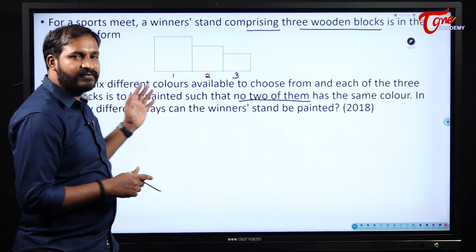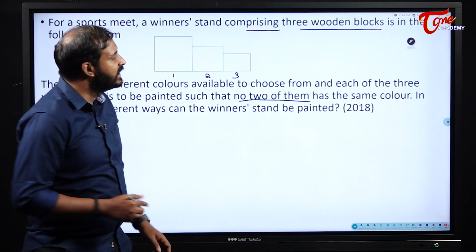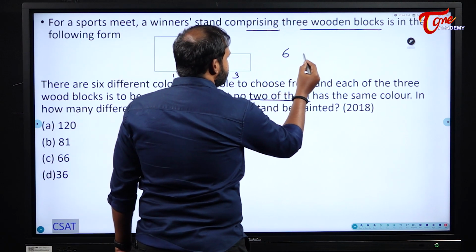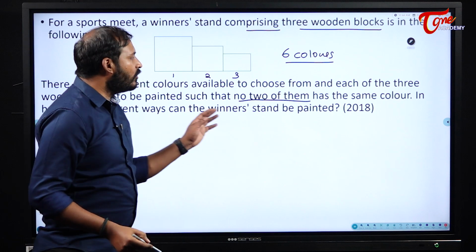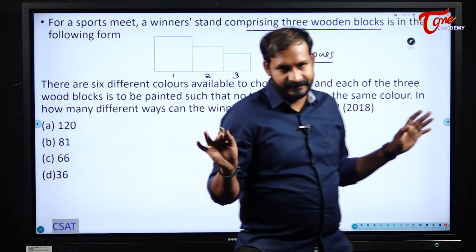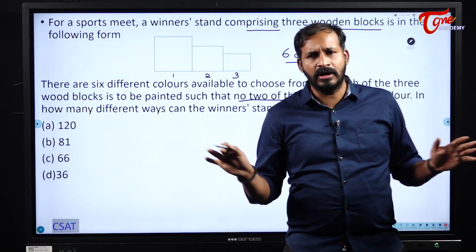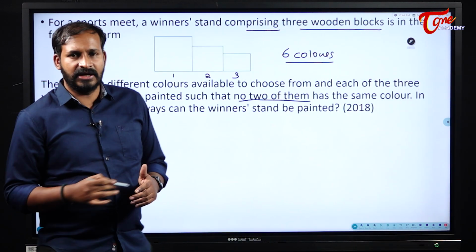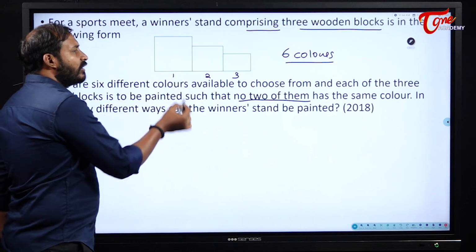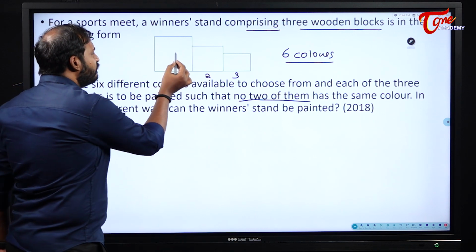In total, how many different colors are available for us? 6 colors are available for us. Right? Now these 6 colors without repeating. Why? Because no 2 blocks should have the same color. All the blocks should have different colors. Now for the first block, out of the 6 colors, I can use any one, right?